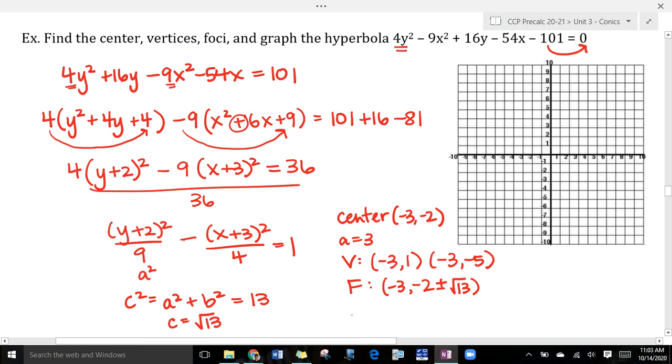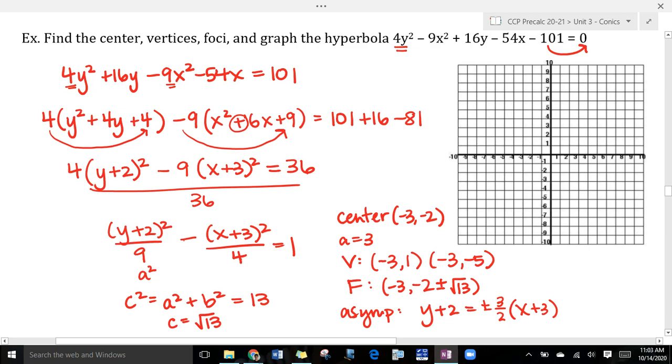And then the last thing let's do is write the equations of our asymptotes. So y minus k, y plus 2. So there's my y numerator equals, I'm going to skip my slope for just a sec, and then my x numerator is x plus 3. Okay, so the slope, rise over run, would be the square root of the y denominator over the x denominator. So it looks like it's just going to be 3 over 2. So I'm going to make it a plus or minus 3 over 2.